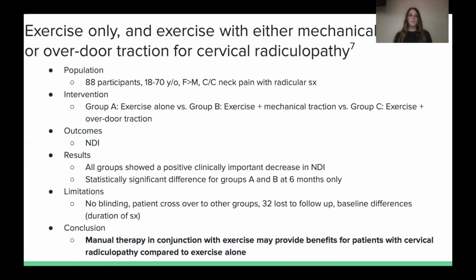So the conclusion of the study was that manual therapy in conjunction with exercise may provide benefits for patients with cervical radiculopathy compared to just exercise alone. But the study did also highlight that exercise is very important to this patient population, and that even in and of itself, it can help to decrease that NDI score.